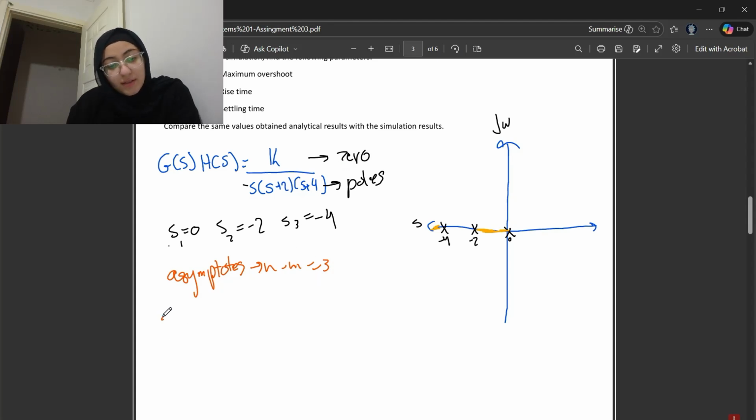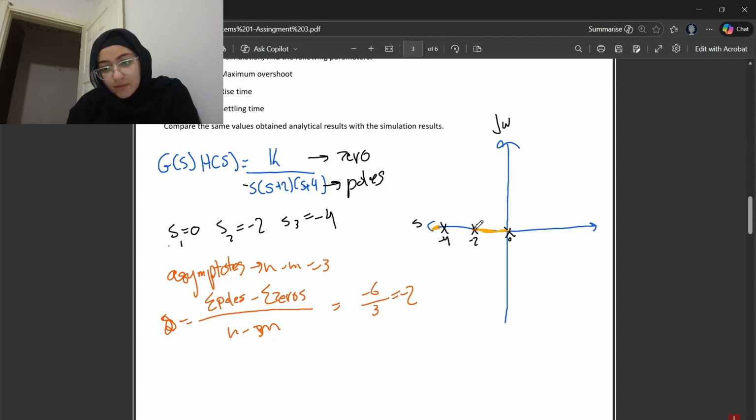We need to find sigma, the intersection of the asymptotes. It's the sum of the poles minus the sum of the zeros over n minus m, which is 3. Here, -6 over 3 equals -2. So the -2 here is the intersection.